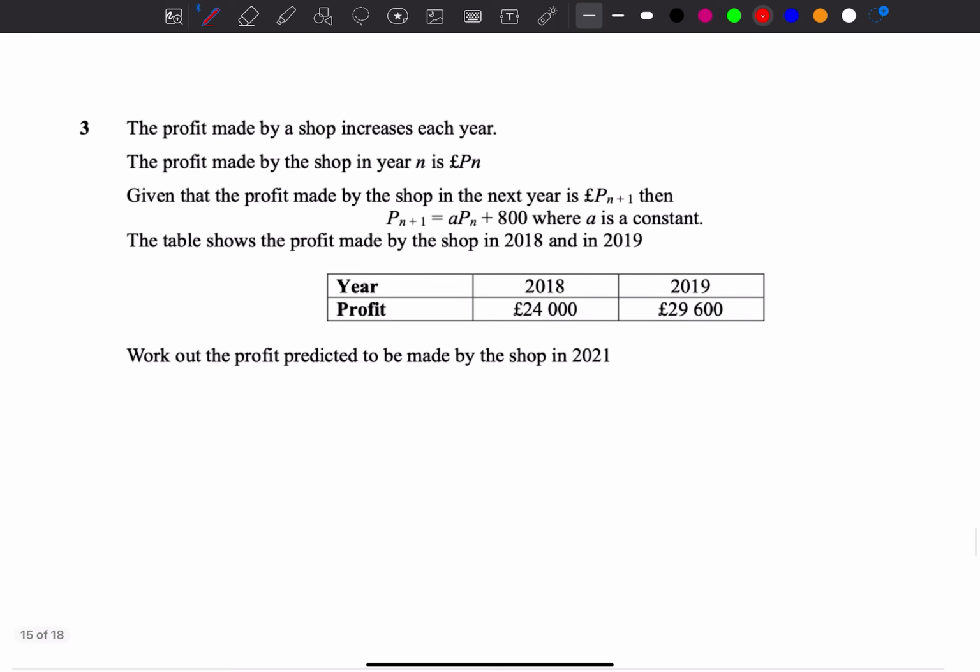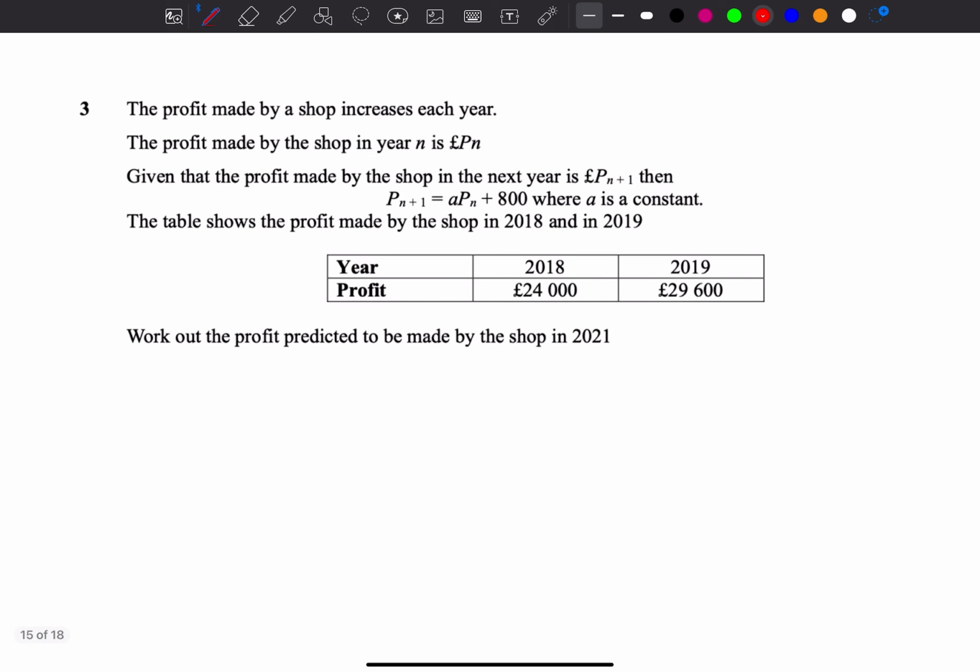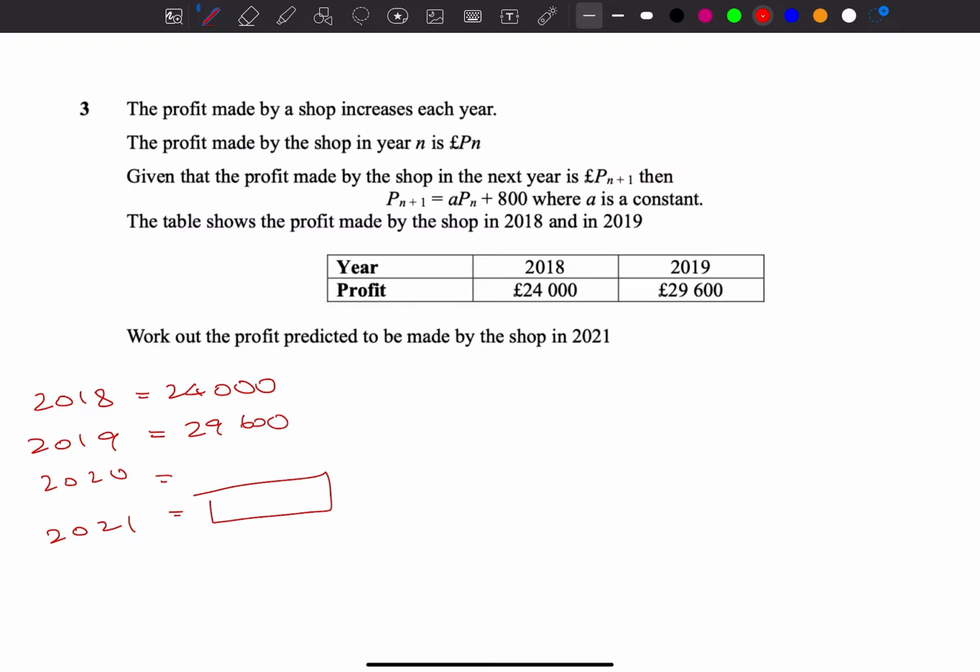Good. The profit made by the shop increases each year. So 2018, 2019, 2020, 2021. 2018 is 24,000. 2019 is 29,600. That's what they want, 2021, that's what they want.